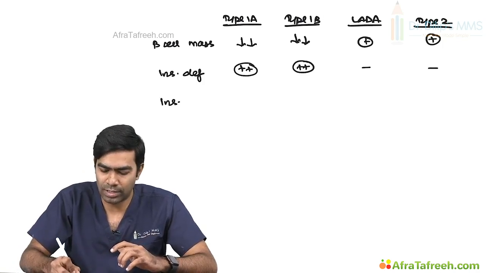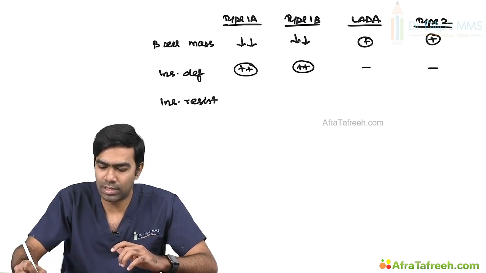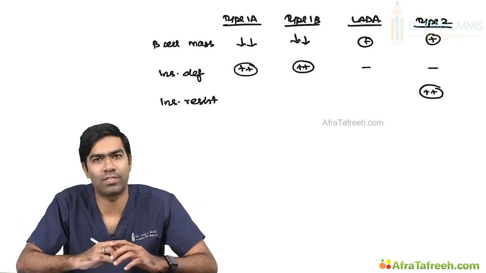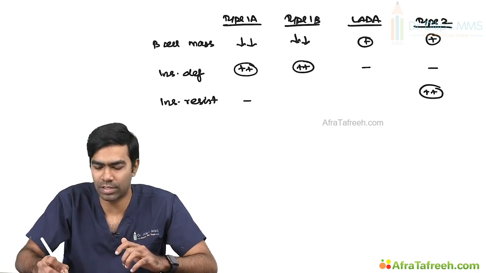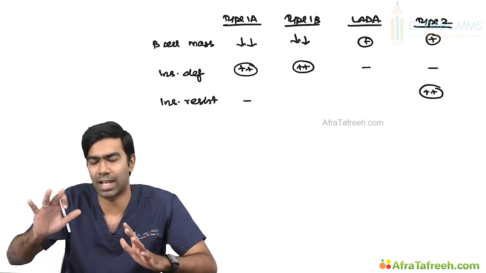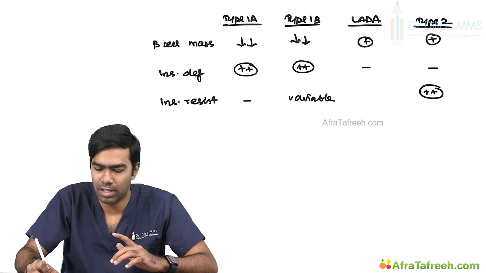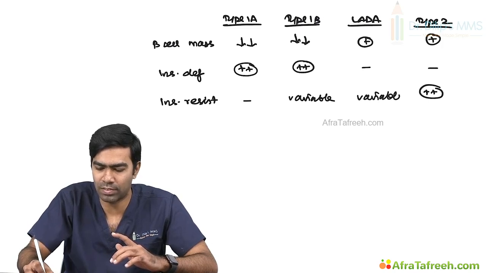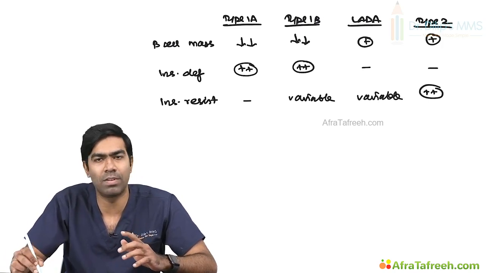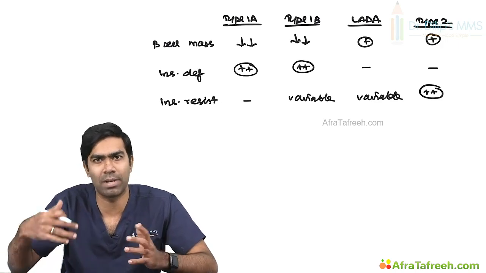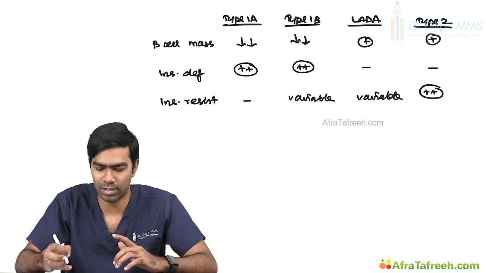And what about insulin resistance? Insulin resistance is the most important feature as far as type 2 diabetes mellitus is concerned, which is not a very important feature as far as the classic type 1 diabetes mellitus is concerned. Whereas in type 1B diabetes and in LADA, the amount of insulin resistance is variable because the majority of them will be adulthood patients, so they can have variable degrees of insulin resistance.